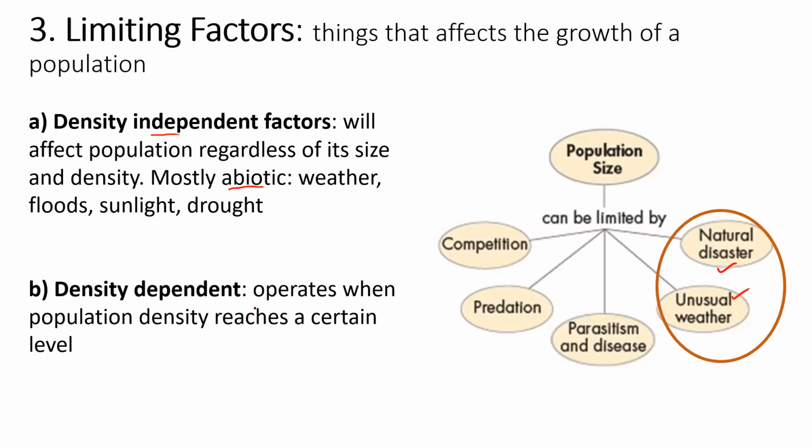And density dependent relates to when a population reaches a certain density. So with more fish in the lake, for example, there's going to be more competition for food. That's going to attract more predators. And being closer together will attract more diseases or parasites.